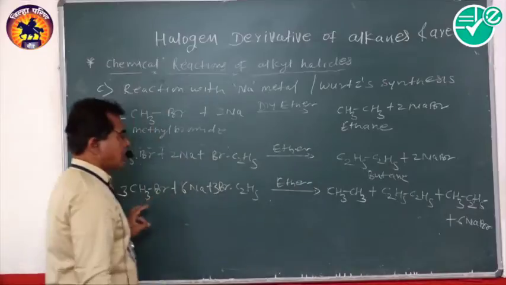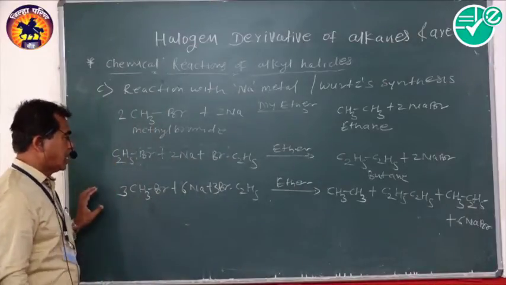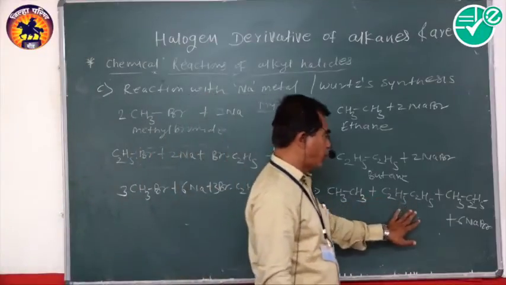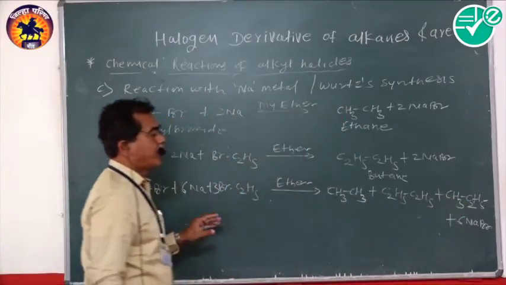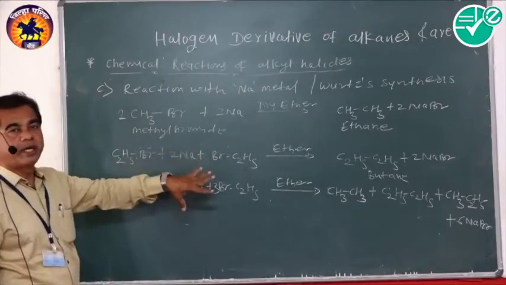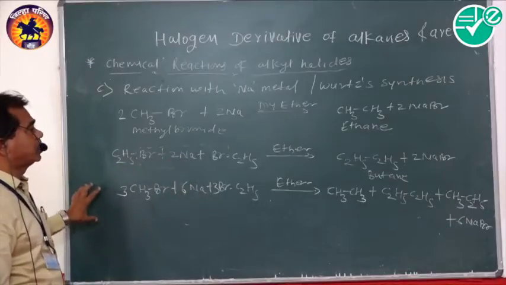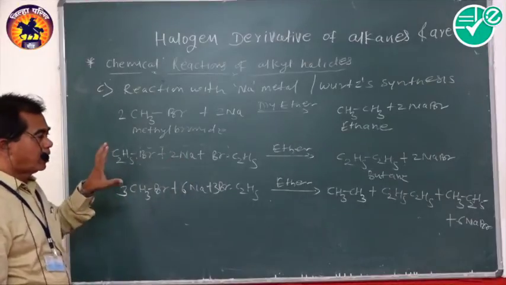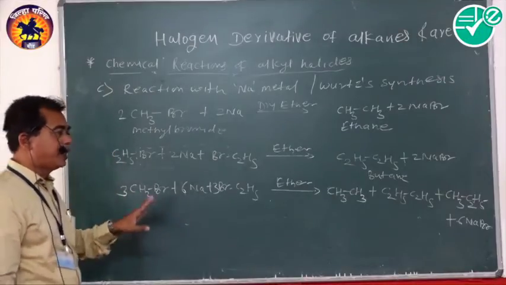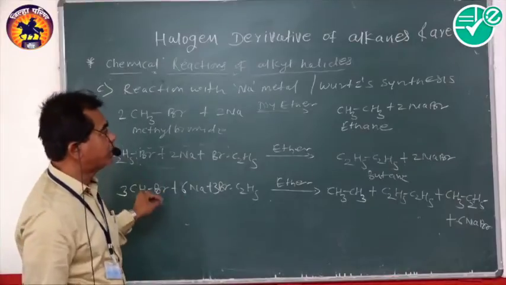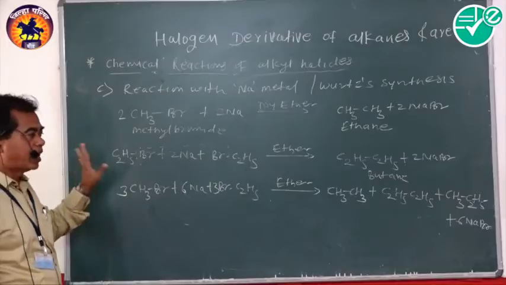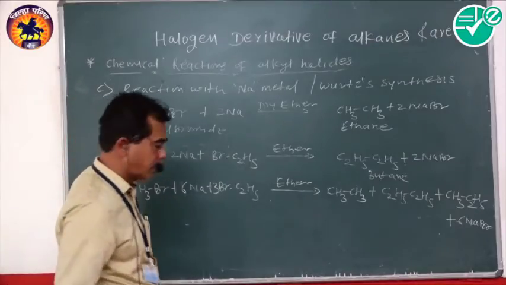Means a mixture of different alkanes, ethane, butane and propane, is obtained, and we need only propane. Thus there is the problem of separating the mixture. Because of this, the method is not useful to prepare higher alkanes containing an odd number of carbon atoms. One more limitation is that this method cannot be used to prepare methane; an alkane with a single carbon atom cannot be prepared by this method.